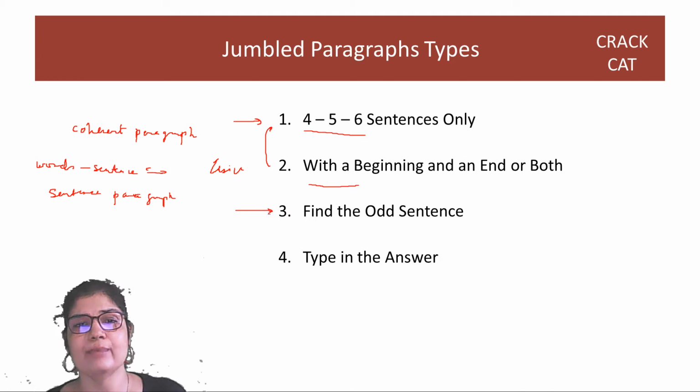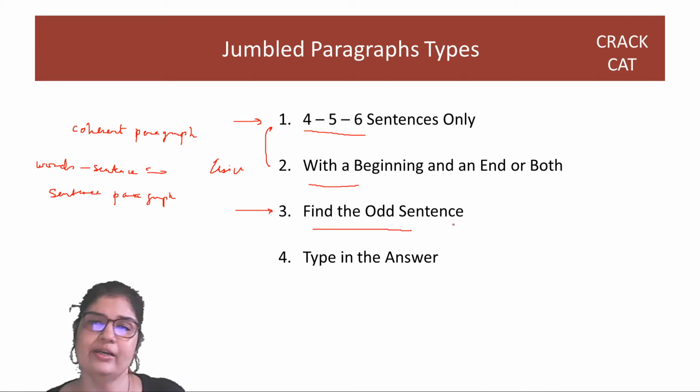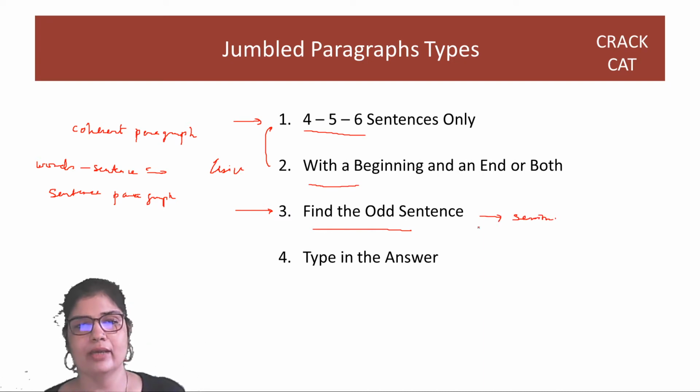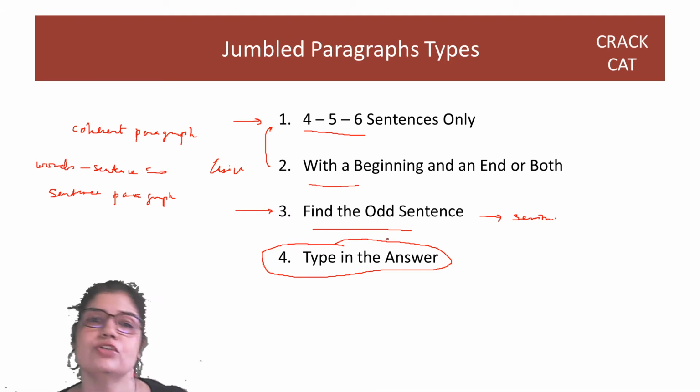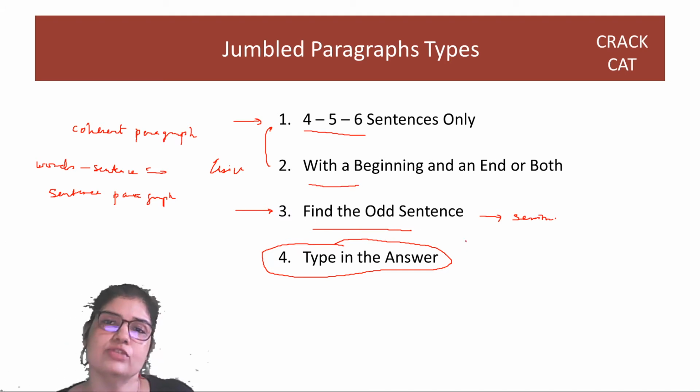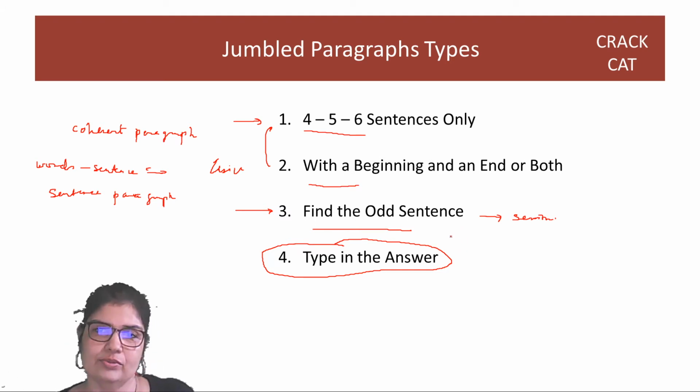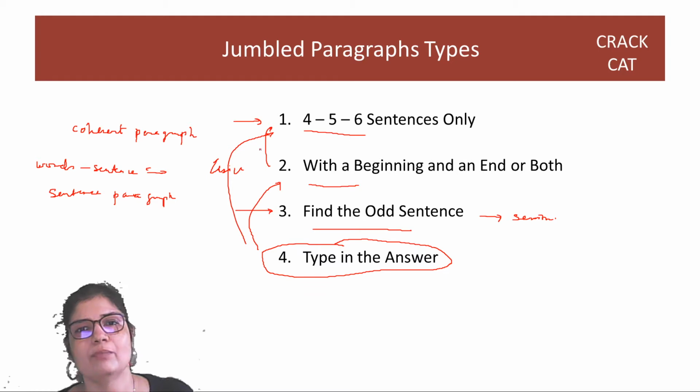Then the third type is also quite easy. One sentence will not belong. You have to find that odd sentence. This we will do along with para summaries in the next session. Okay? And type in the answer is basically you don't have options for what can be the logical order. You have to make your own logical order and type that in. Okay? So type in the answer can come along with 2, can come along with 1. So these are your jumble paragraph types.